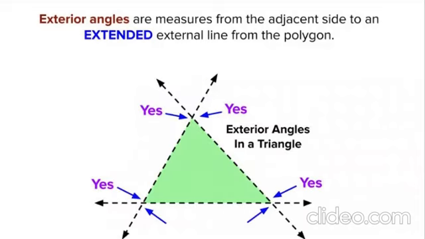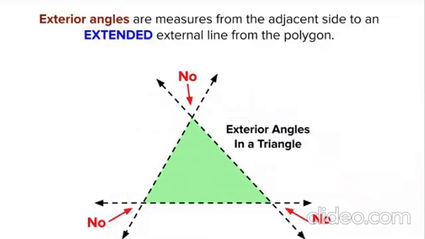A more clear picture is this. All these angles are known as the exterior angles of a triangle. How do we make them? We make them by extending a line. Now look over here. These two angles are not exterior angles. Why? Because this is inside of two sides, correct? So that is why it is not an exterior angle.